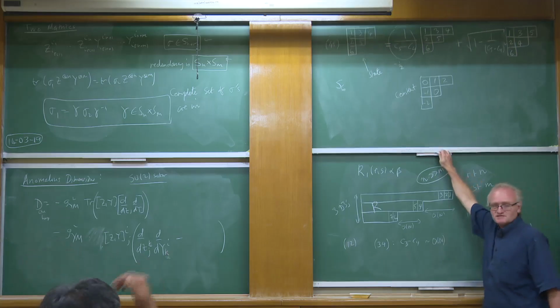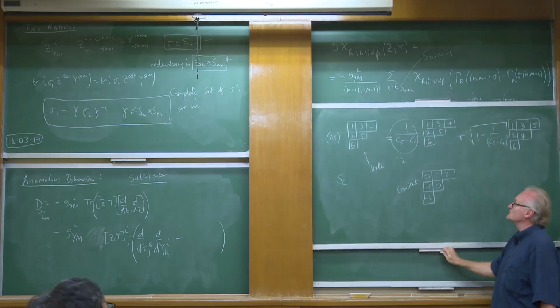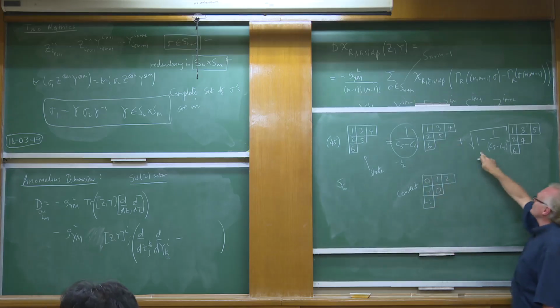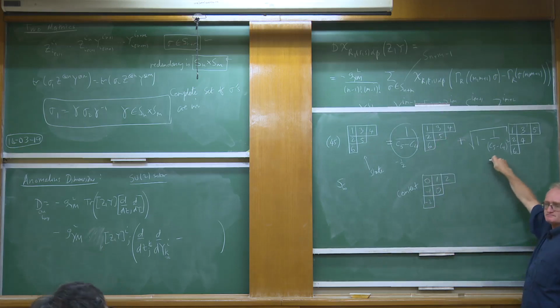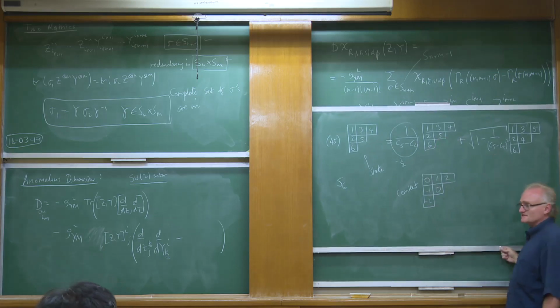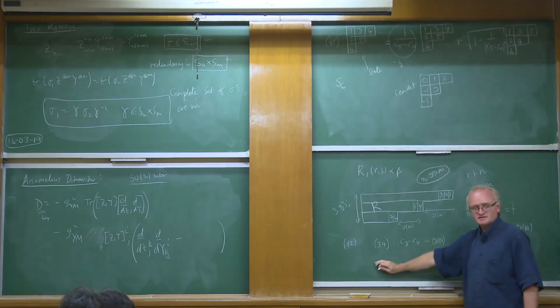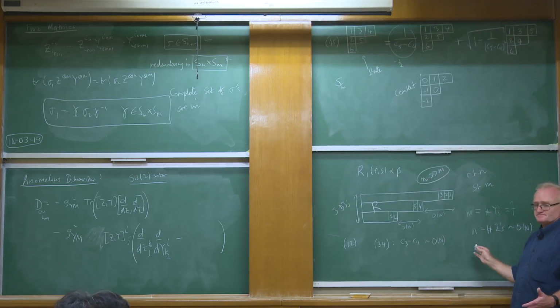So the first term here is 1 over N. I can forget it. And this is 1 minus 1 over N squared. I only get this term. So in this limit, there's a particularly simple action of the symmetric group. The numbers just swap around.